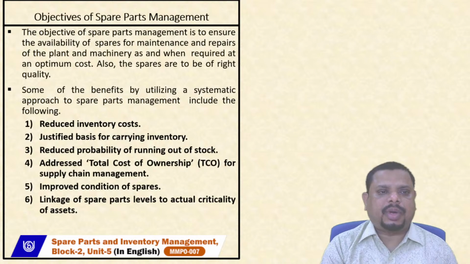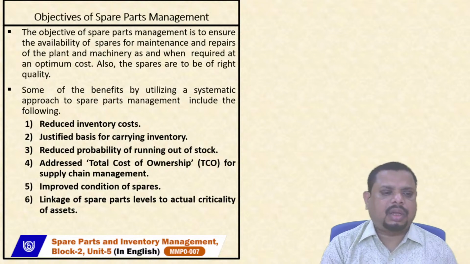So the spare parts must be of the right quantities. Some of the benefits of utilizing a systematic approach for maintaining inventory as well as spare parts management include: first, reduce inventory cost. Point number two, justify the basis of carrying costs. Then reduce the probability of run out of stocks, and address the total cost of ownership, shortly known as TCO, for the supply chain management of spare parts. Point number five, improve the condition of spares, and the last one is linkage of spare parts level to the actual criticality of assets. So these are the different points of the systematic approach needed for spare parts management.